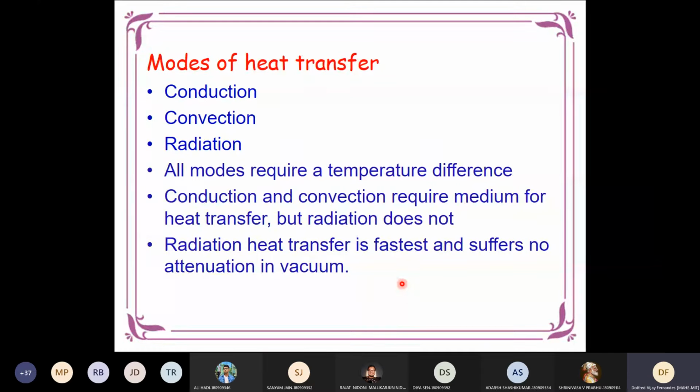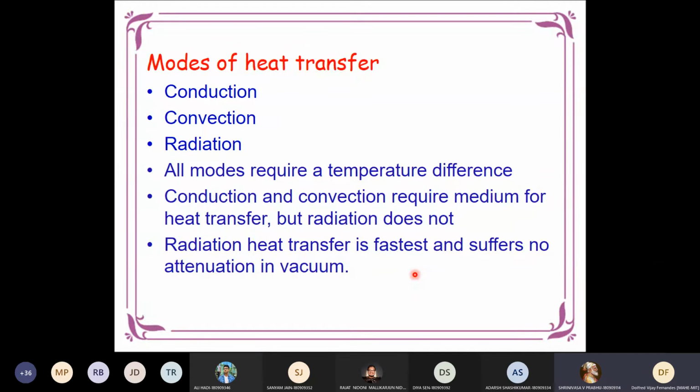Radiation heat transfer is the fastest one. What is the speed of radiation heat transfer? C. C is equal to 3 into 10 power 8 meter per second. Okay. What is that C? Speed of radiation. Light. Speed of radiation, correct.